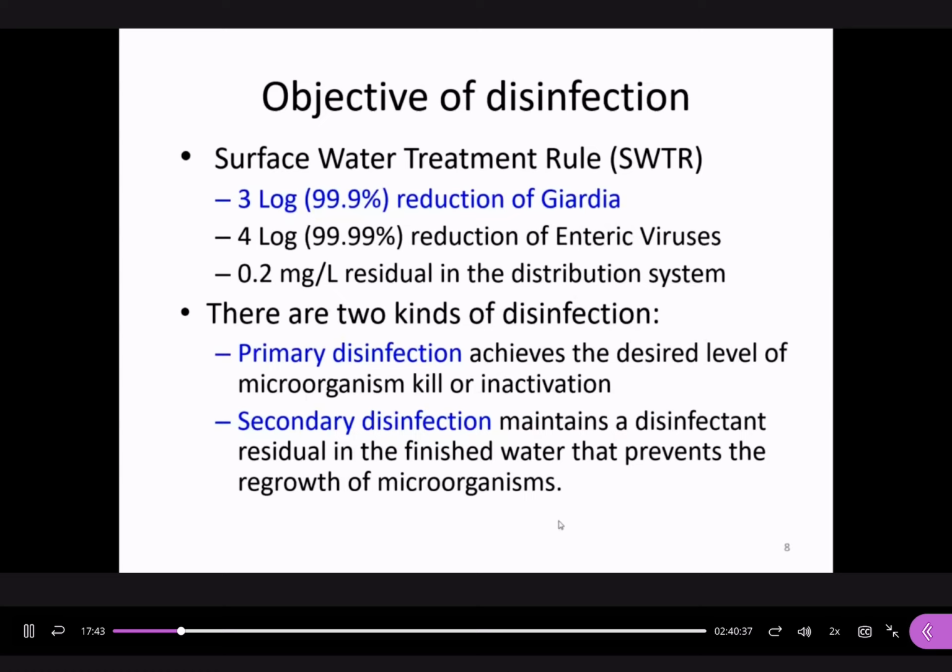Right. There are two kinds of disinfection. Primary disinfection achieves the desired level of microorganism kill or inactivation. Primary happens in the water treatment plant. And there's secondary disinfection, which maintains the disinfectant residual in the water distribution system, in the finished water. So we add a certain concentration before the water goes out. Not very high.